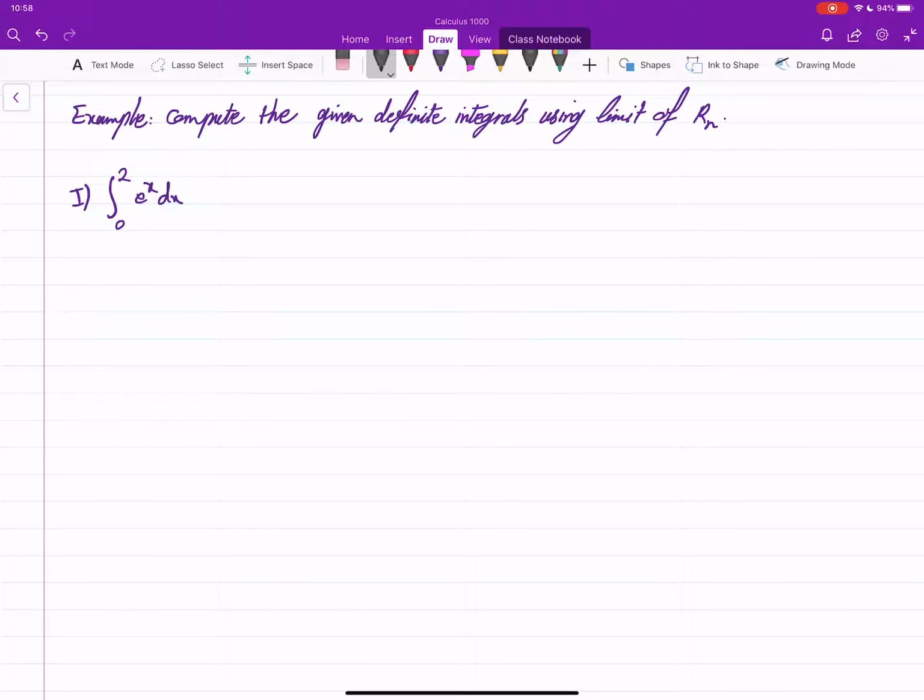Okay, let's do some examples of computing the definite value of the definite integral using the limit of right endpoint approximation. Here we are trying to form Rn, which is the sum of delta x times f of xi, i going from 1 to n. Here, delta x is the length of subintervals, so we divided them into n equal subintervals.